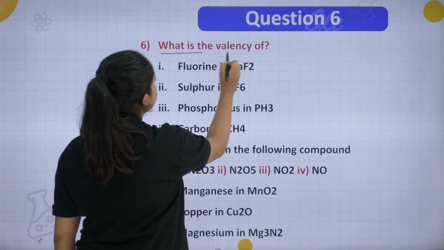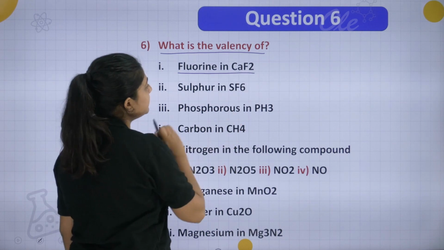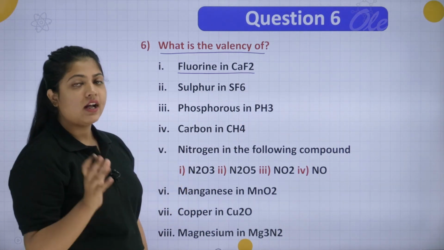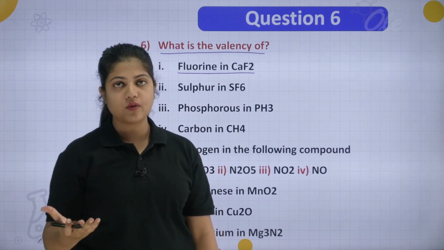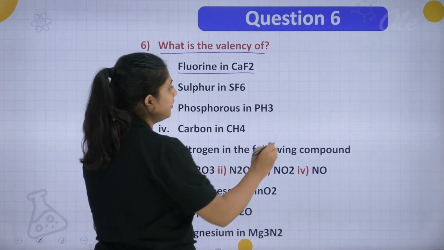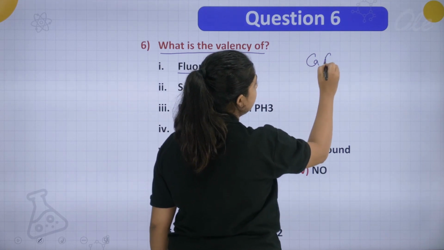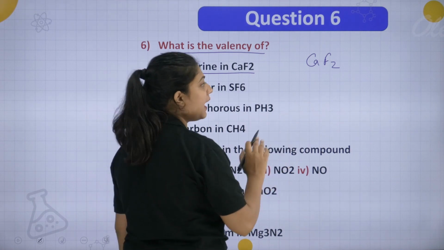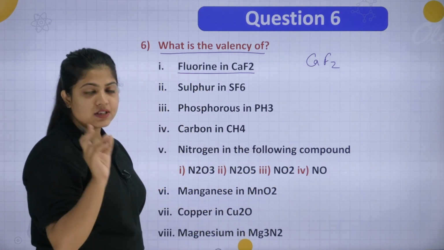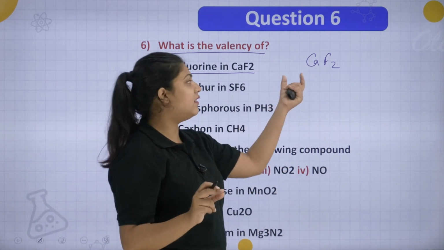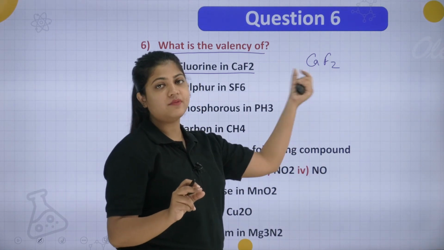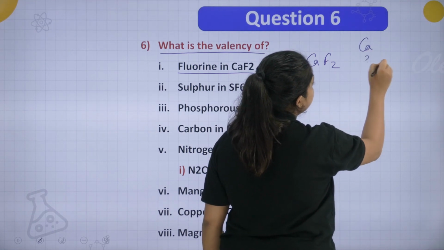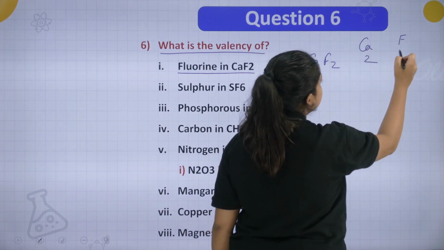Now let us talk about another question, that is question number 6. What is the valency of fluorine in CaF2, and sulfur in SF6? We have studied how we can make the formula. If the formula is CaF2, how is it made? By crossing over the valencies. That means the valency of fluorine will be given to calcium and the valency of calcium will be given to fluorine. Let me remind you, calcium's valency is 2, fluorine's valency is 1.